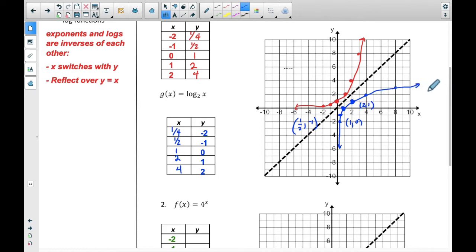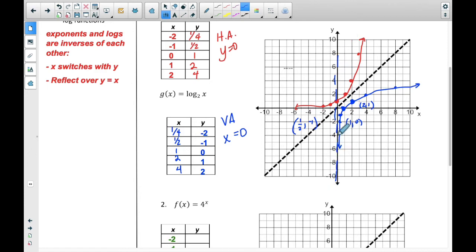And we're going to talk about that asymptote here in just a second. There's not an asymptote over here, but there is an asymptote over here. So in the original one, in this first equation, the exponential equation had a horizontal asymptote at y equals 0. And then we went over to the log equation, and the log equation does not have a horizontal asymptote. The log equation has a vertical asymptote at x equals 0. Okay, so my vertical asymptote now is here.